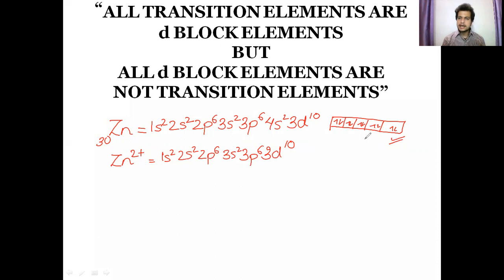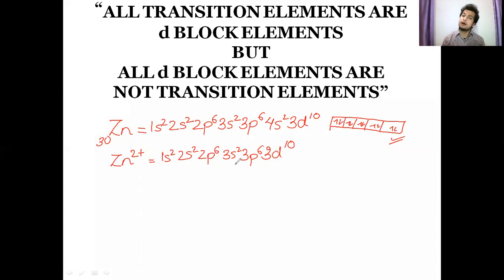So does it have any unpaired electrons? Does it have any incompletely filled d subshell? No. That's why zinc is not considered as a transition element. But no doubt it is a d block element. It has electrons in d orbital, but it does not have an incomplete d subshell in its common ground state or neutral state, or in one of its common ionic states or oxidation states. So that is the reason why zinc is not considered as a transition element.